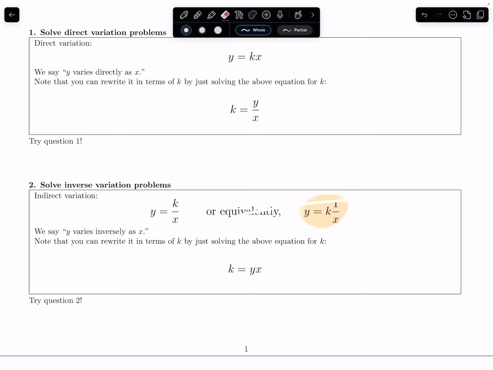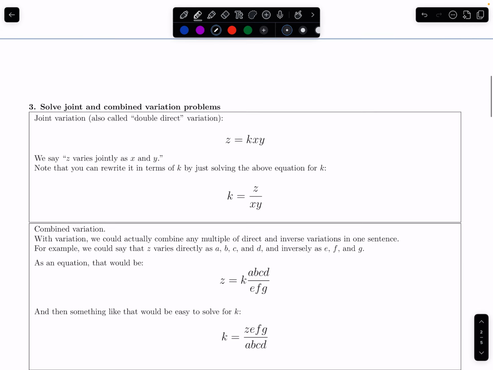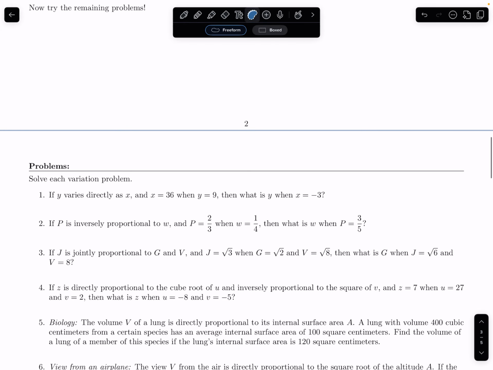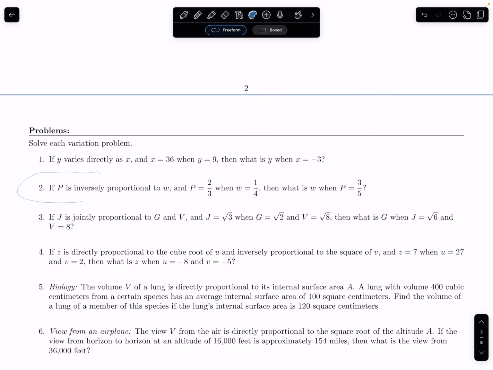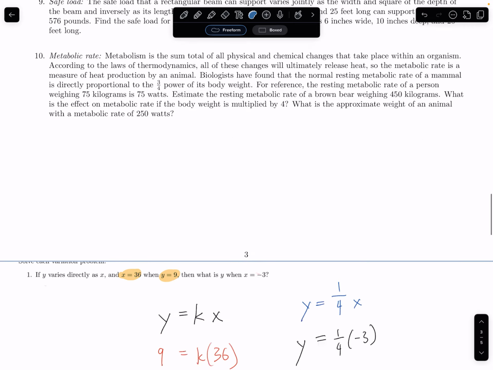Okay, so that's inverse proportions, inverse variations in a nutshell. Let's try question 2. And then we'll cut this video off. In the next video, we'll talk about the combined.